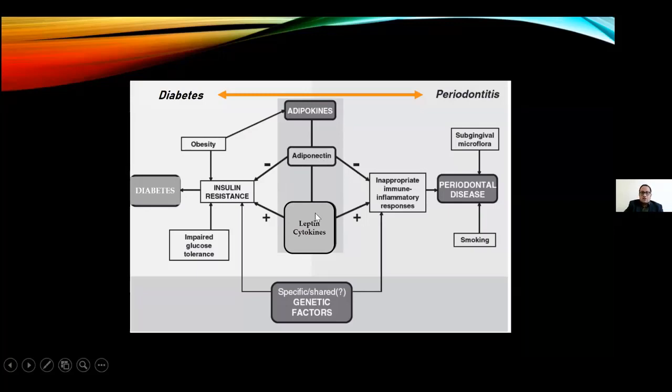resistance. So this particular central core of adipokines as well as cytokines will have a central role in both diabetes as well as periodontal disease. And we know from both sides that there are environmental factors. For example, in periodontitis, smoking as well as the quality of the subgingival microflora will have its own effects. So all these, with the underlying host susceptibility based upon the genetic factors, will bring about a very important two-way street between periodontitis as well as diabetes.